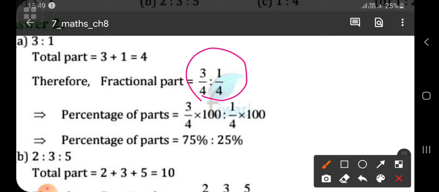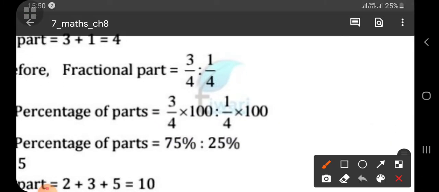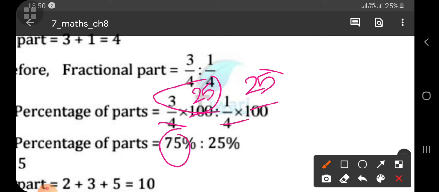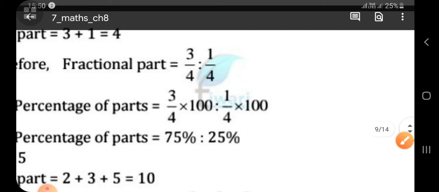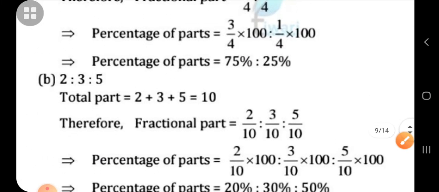Now convert these fractional parts to percentage. It's very easy to convert into percentage. You have to multiply by 100. 3 upon 4 into 100, 1 upon 4 into 100. In 100, 25 fours are there. 25 threes are 75, 25 ones are 25. So 75% and 25%.